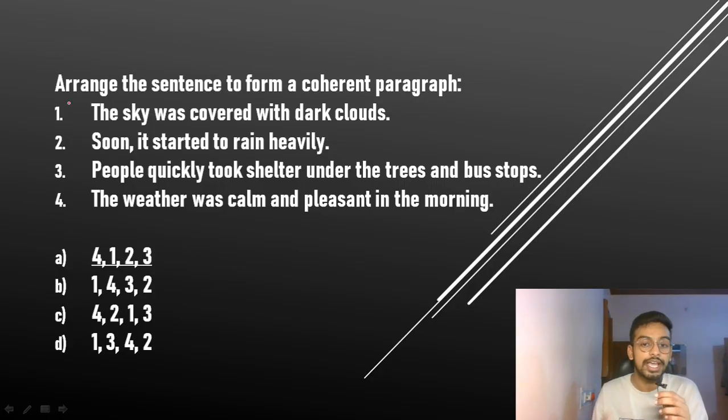Now next, for this type of questions we have to use the option elimination technique. I will arrange the sentences to form a paragraph. Basically we have to make a paragraph including these 4 sentences. So we have to look at the options. They start with 4 and 1 only, so you can check the sentence 4 and sentence 1, what they look like.